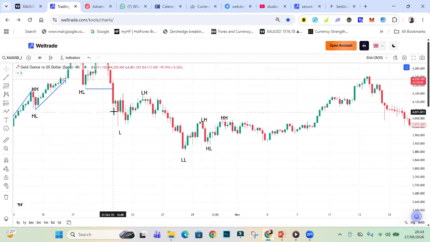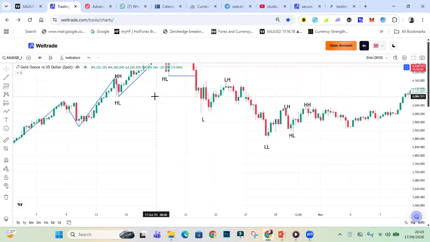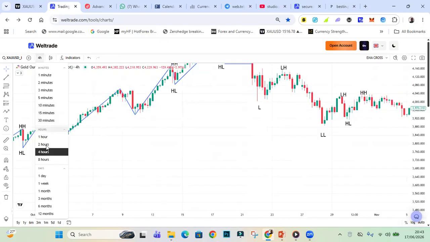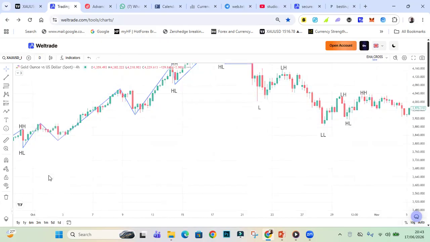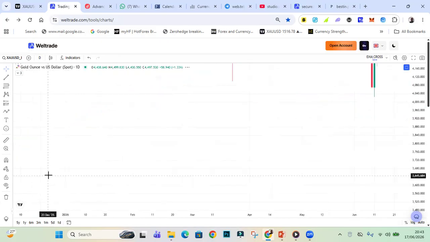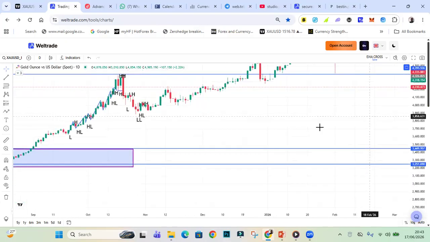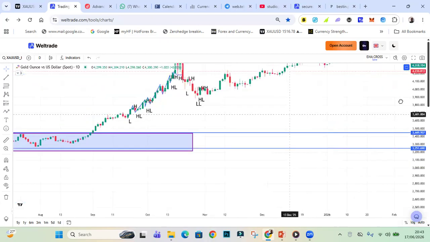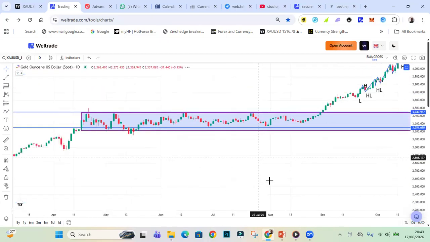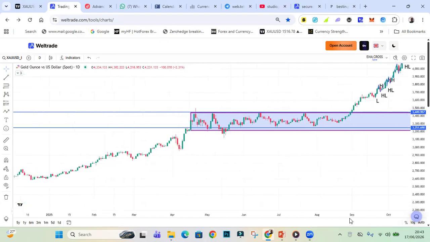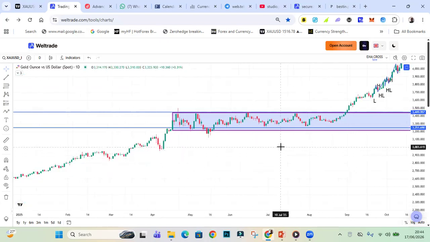Okay, so now we have looked at support and resistance. Now we have also looked at uptrend and downtrend. Okay, now let me go back to that place where I put a rectangular block. So we've seen uptrend and downtrend. So now let's come back to what we call consolidation. Now this place, this is consolidation. This is a range, a ranging market.